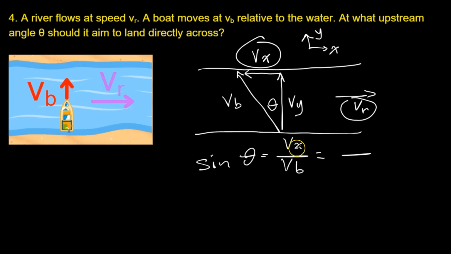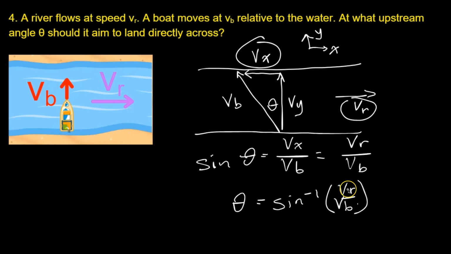And we're going to substitute here. We need the v_x to have the same magnitude as v_r. Okay, so it's going to be v_r divided by v_b. And we're solving for theta. So we're going to take the inverse sine of v_r over v_b. So the inverse sine of v_r over v_b will give you the angle that you need to direct the boat so that you end up directly across the shore.